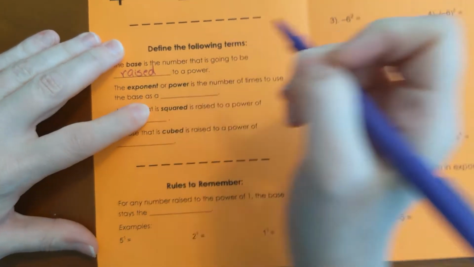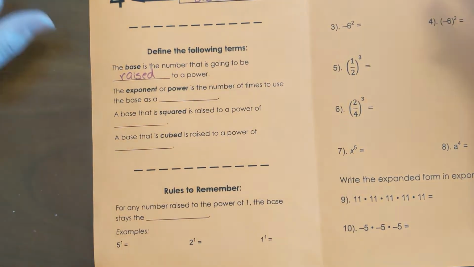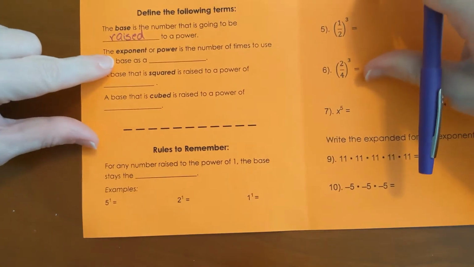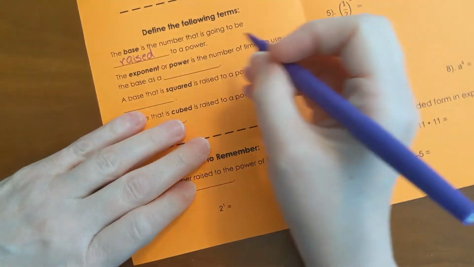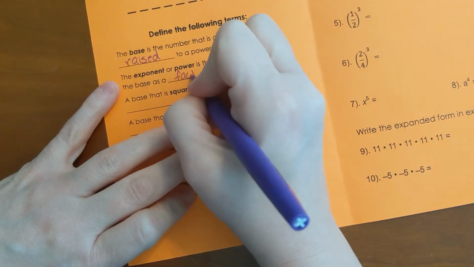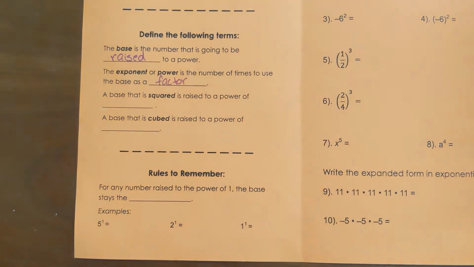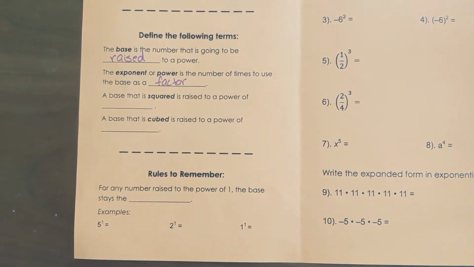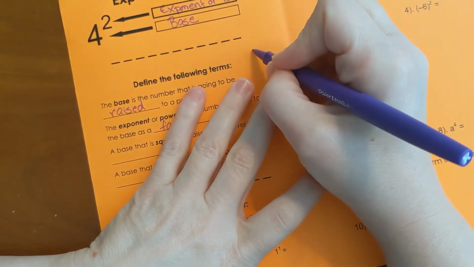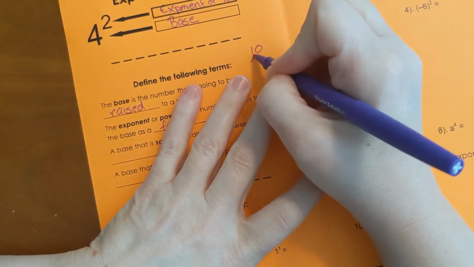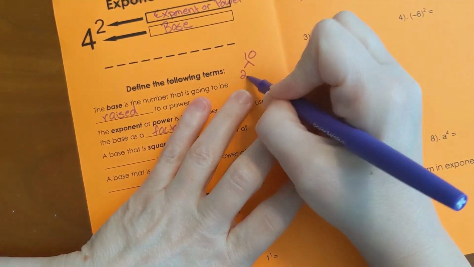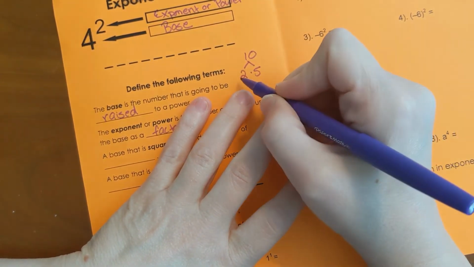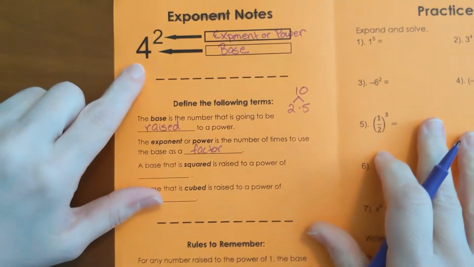So we can say this is 4 raised to the power of 2 up here. The exponent or power is the number of times to use the base as a factor. You have heard the word factor before. You may not remember it, but a factor is when you take a number and multiply it by another number to get some number. For instance, we could break 10 down as 2 times 5, right? So 2 and 5 are factors of 10.